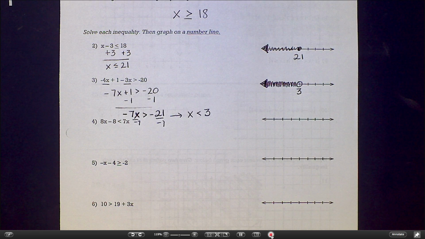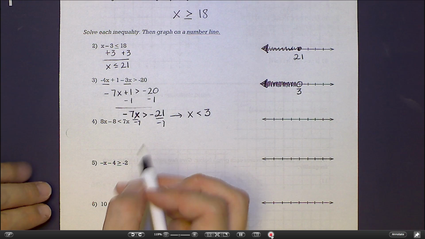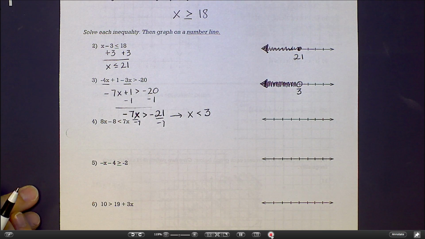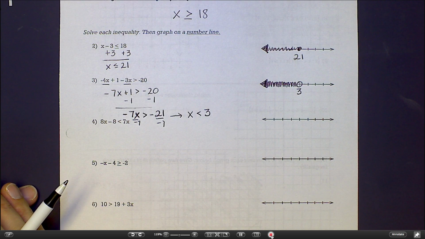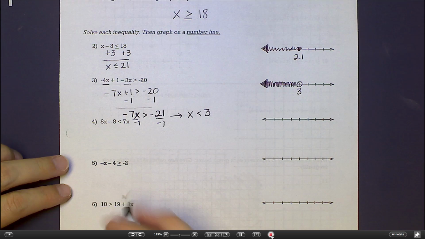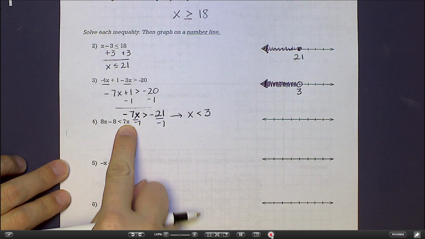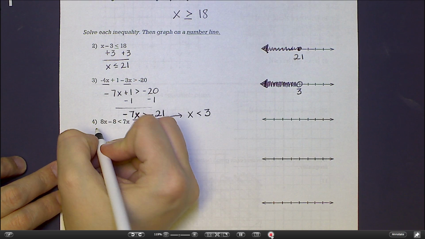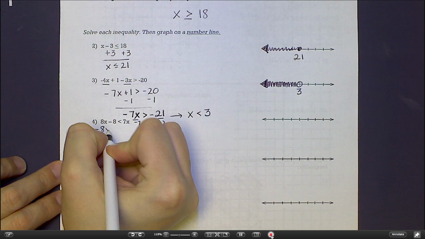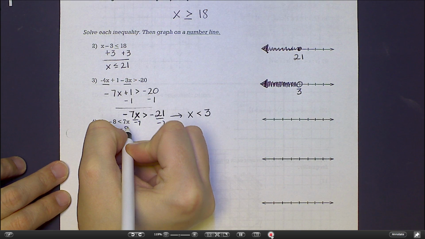Alright, next one says 8x minus 8 is less than 7x. This is one of those where there's a couple different ways you could go, and all of them are going to have some kind of complication to them. So just whichever way you choose to go with this one, be careful. I would probably, because I see that over here on the right there's only x's, there's no constants, subtract 8x from each side and move the x's over here.